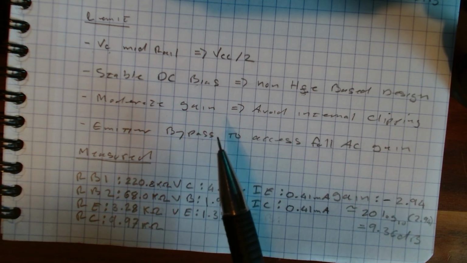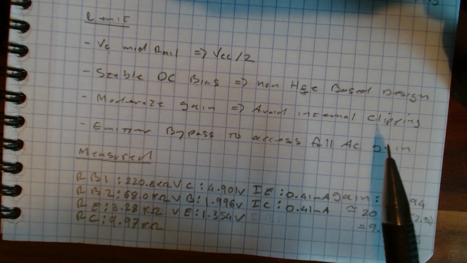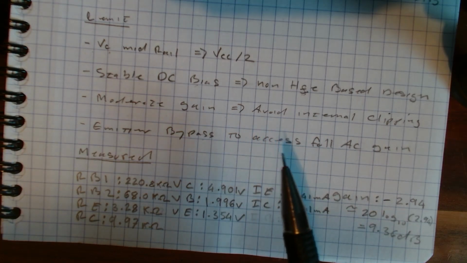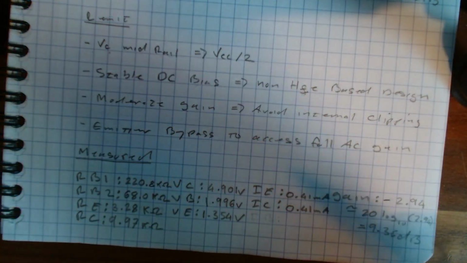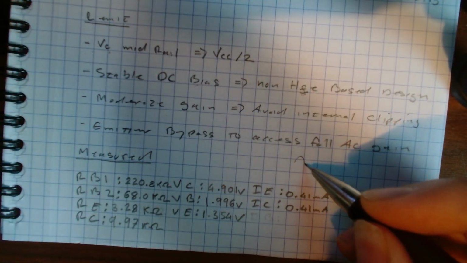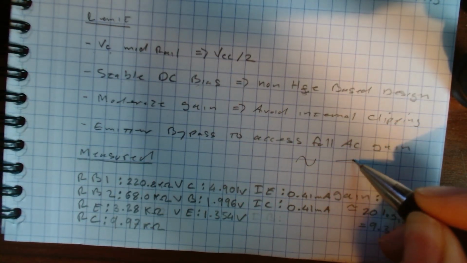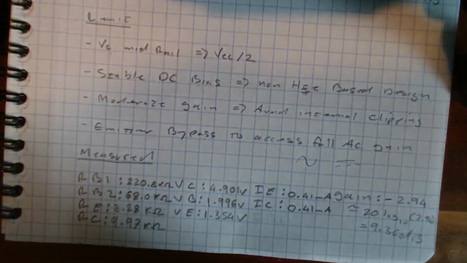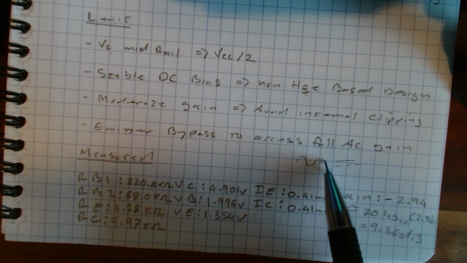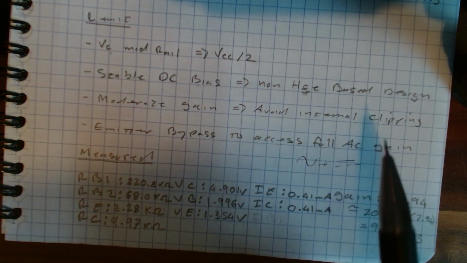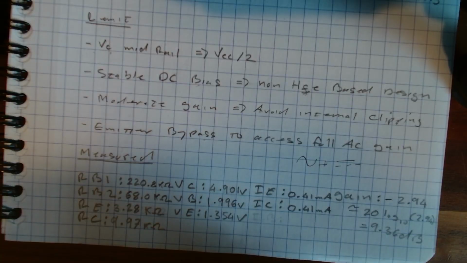The emitter bypass, we're going to leave this out for a later stage, but essentially what it does is it separates the AC, I'll just draw this out for you, separates the AC gain from the DC gain. At the moment in our design, these two things are combined, but this isn't a problem. It just means that the absolute maximum gain that we get is a little bit less than what it could be. We'll come back to this.